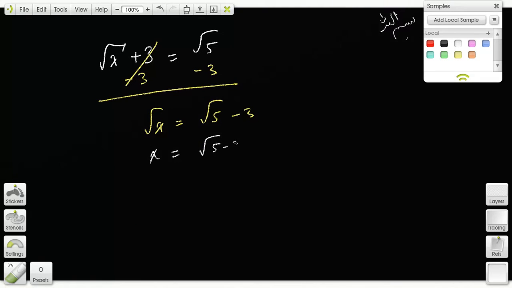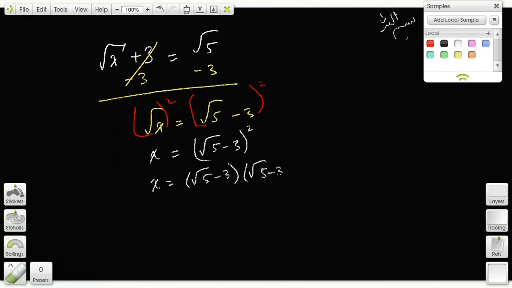Square root of 5 minus 3. I'm just going to put it over here, right? Let's see. Square this and square this, right? How are you going to square that? You can just write it like this, right? But then, you know, that's not right. So what you do is you say x equals square root of 5 minus 3 times square root of 5 minus 3, like this, right? Well, that's a binomial, right? It's like a minus b times a minus b, right?